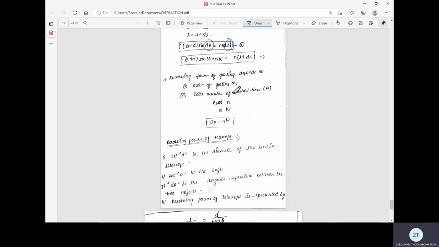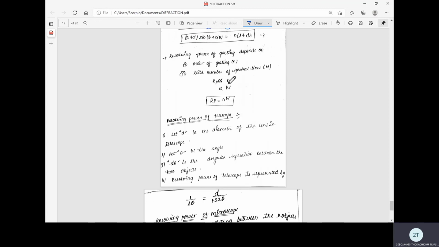Now, the resolving power of the grating depends on the order of diffraction and the total number of spectral lines. Thus we can say that Rp, the resolving power of the grating, is proportional to small n, the order of grating, and also proportional to capital N, the total number of spectral lines. So simply we can take these two as common. We can write that Rp equals small n into capital N.